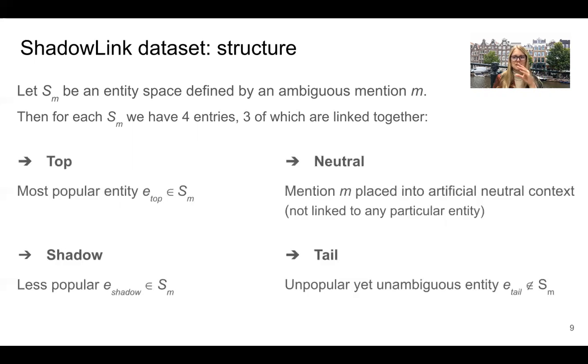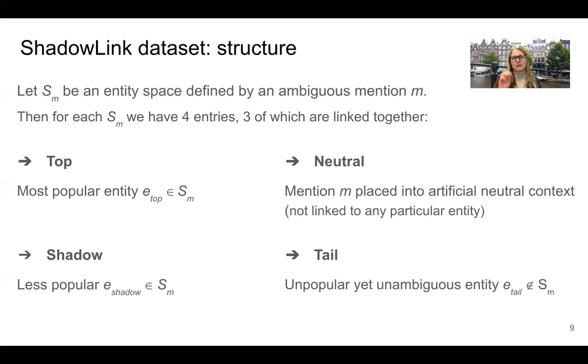For example, "I see Odessa." And they are not linked to any particular entity because the context on purpose doesn't give us any information about disambiguating this entity. And lastly, we have a control group, the tail subset. It is not linked to the same entity spaces that we have for the first 3 subsets, but it simply consists of unpopular entities sampled in a similar way.